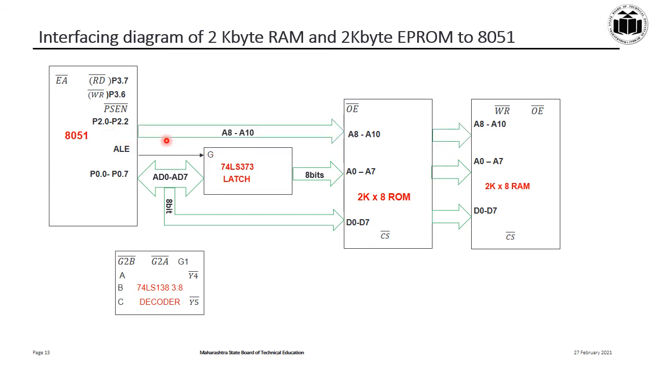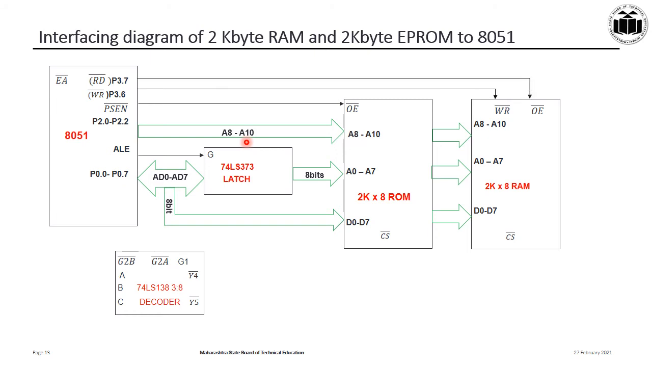The higher order address, we notice it is from A8 to A10 as we only need 11 address lines. PSEN bar is connected to OE bar of ROM, while WR bar and RD bar go to RAM at OE bar and WR bar. A13, A14, A15 are used as select lines for ABC.